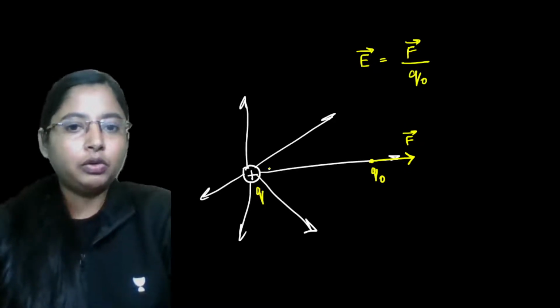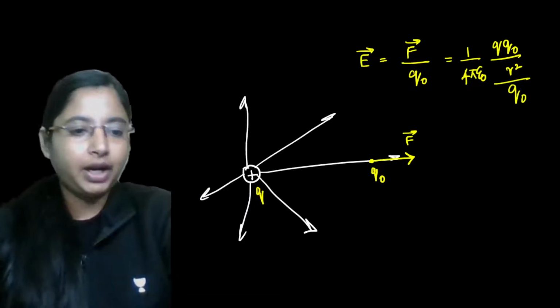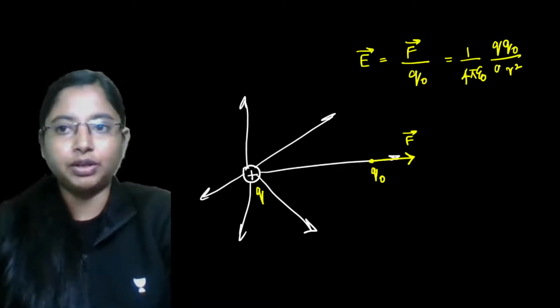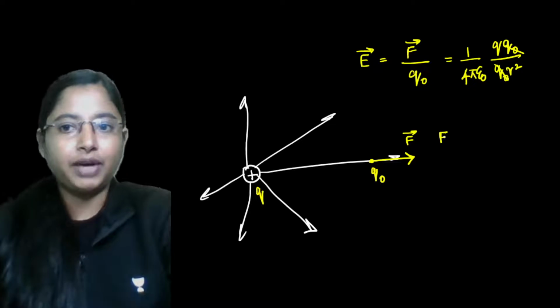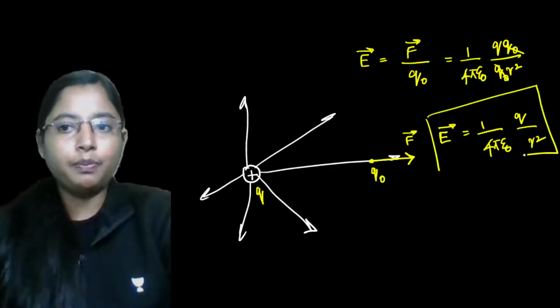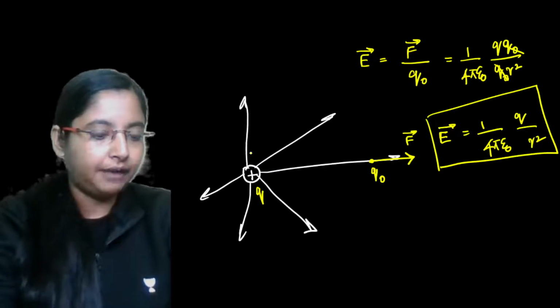Now, what would be the electrostatic force between these two charges? According to Coulomb's law, the electric force will be 1 by 4 pi epsilon naught, Q Q naught divided by R square, the whole of this divided by Q naught. Q naught cancels, so we finally have the electric field, which is 1 by 4 pi epsilon naught, Q divided by R square. This is for a single point charge. I hope the electric field definition is clear.